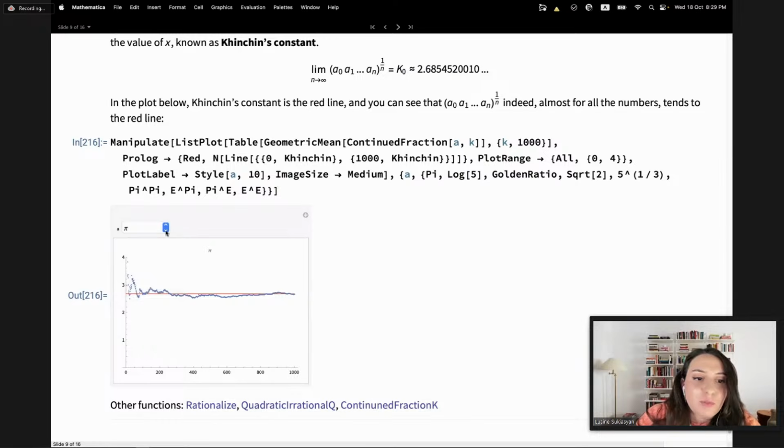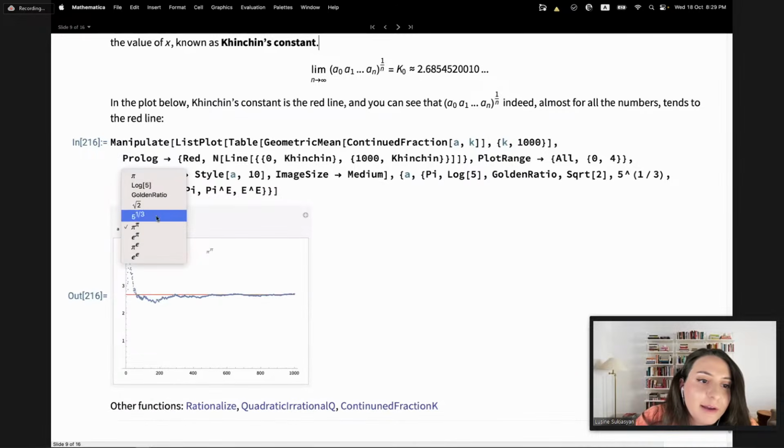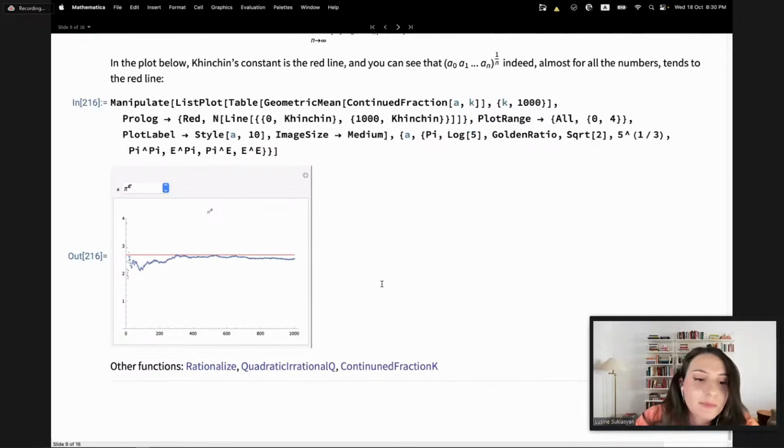So let's just check for pi. Let's just check for log to the power of 5. You know, pi to the power of pi. Golden ratio. You see, it didn't work because we said for almost all real numbers. Square root of 2, it didn't work. Pi to the power of e, again, it works. So other functions are rationalize, quadratic irrational Q, continued fraction K.